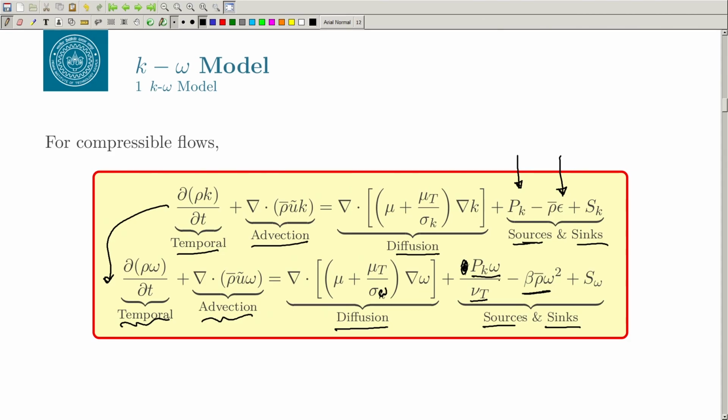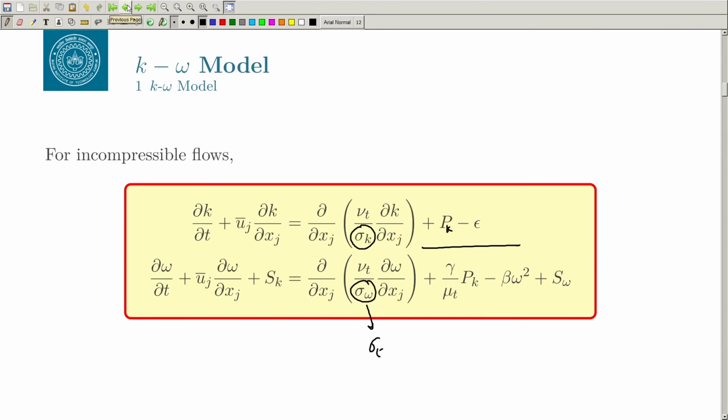Okay. So, we got the equation for the k and omega. If you look at it in a simpler form, I will come to this gamma. This is basically taken for a transitional model, because right now you can just think of it as 1 by nu t. So, this is for the incompressible flow, that is why you see there is no rho here. I am giving the equation for both compressible and incompressible flow. And this is how the equation looks in the incompressible flow.